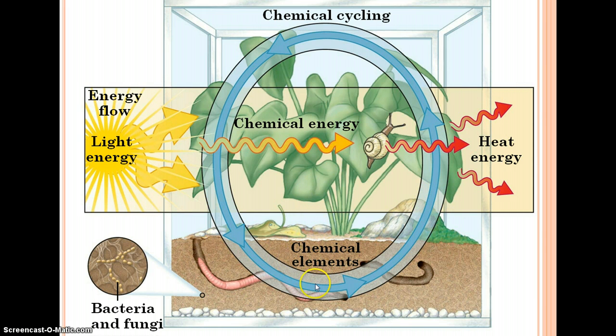Okay, chemical elements and chemical cycling occurs throughout. So we have chemical nutrients in the soil, and we have things living within the soil that produce nutrients, which the plant uses to grow, which harvests energy from the sun. So it's just a complete cycle. Okay, and of course off to the side it shows bacteria and fungi, because those are our decomposers, which is really important because that's what gets our energy back into the soil in the first place.